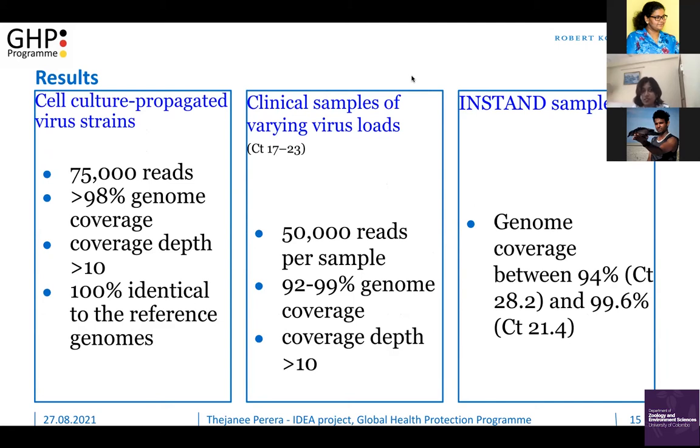So as I mentioned, they had three different settings, and these are the results. They had 75,000 reads for the cell culture propagated virus strains from Italy, Germany, and Japan. It had more than 98% of the genome coverage, and the depth was also more than 10, and it was identical to the reference genome. For the clinical samples, they had 50,000 reads per sample, and the genome coverage was 92 to 99%. The depth was more than 10. And for the INSTAND samples, the genome coverage was between 94 to 99%, depending on the CT value.